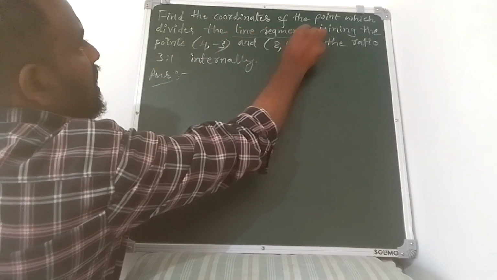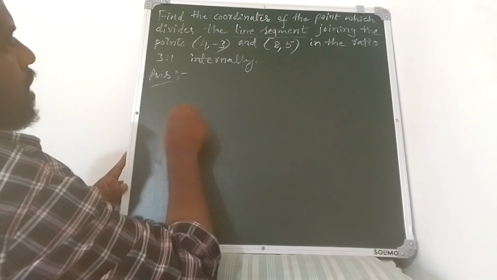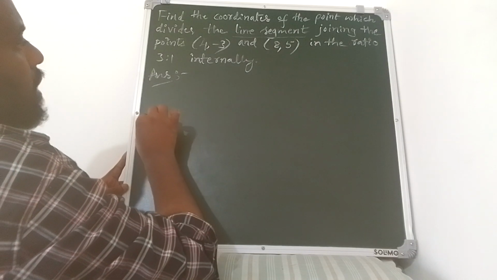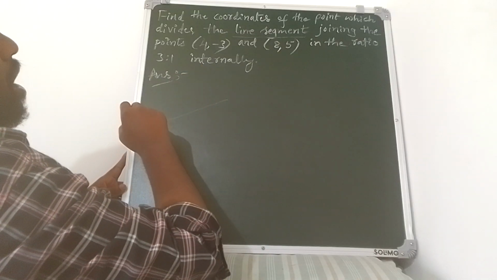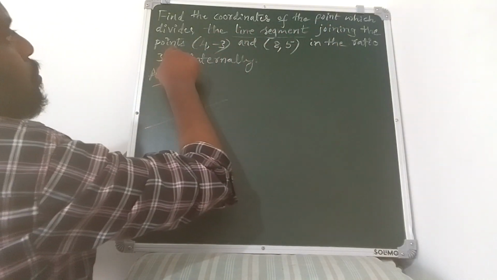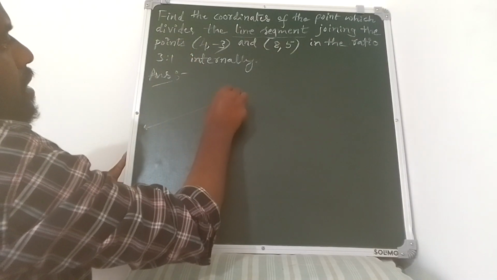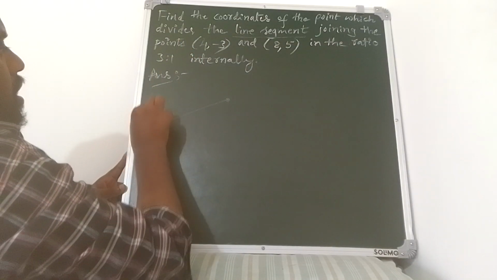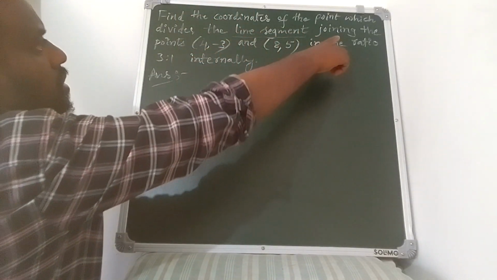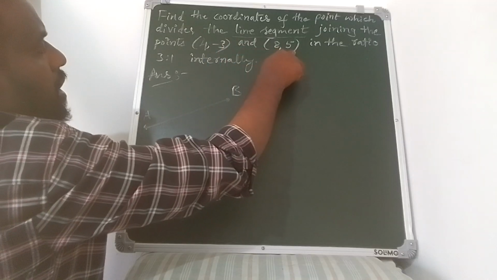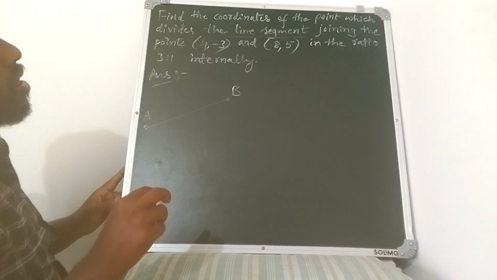First consider this line segment. I will write like this. This is a line segment joining the points. So this is one point, this is the second point. I will take this as A and this as B, joining the points (4, -3) and (8, 5).